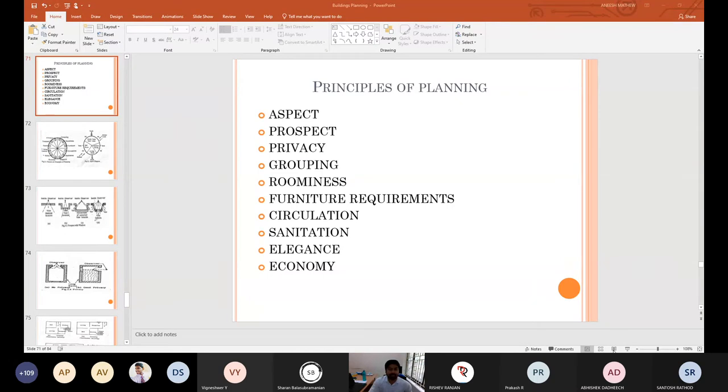So sanitation mainly considers light provisions, second ventilation provisions, third sanitary units, and fourth cleaning facilities. These are the four things that come under sanitation. So can you tell me why light is necessary?